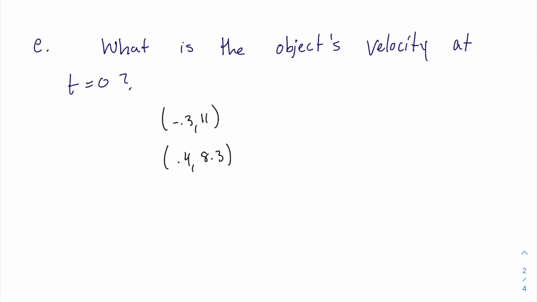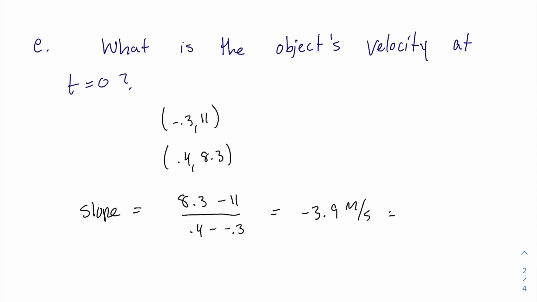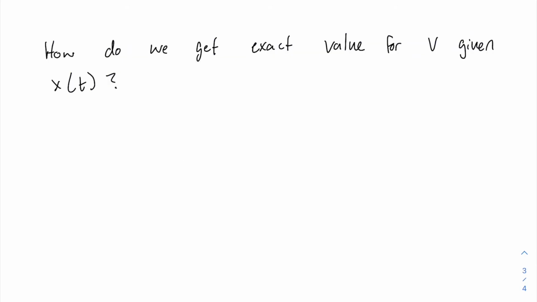Using our two points, we can calculate a velocity. Using the slope formula, we get negative 3.9 meters per second for the slope, which should make sense because we have a negative slope, therefore a negative velocity. This is equal to the velocity at time 0. Again, we just estimated that, but we're about to learn how to find the exact value. We want to be able to get the exact value for velocity given a position versus time equation or graph.